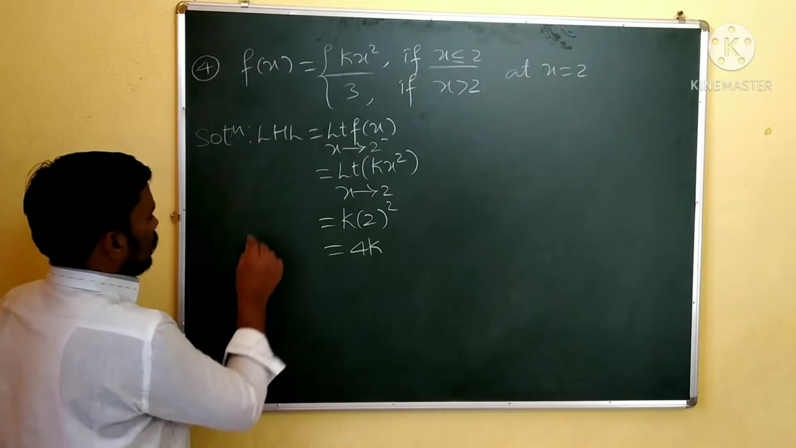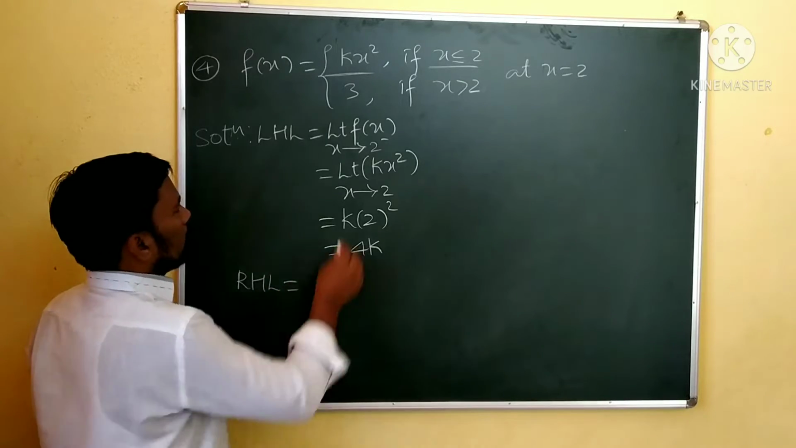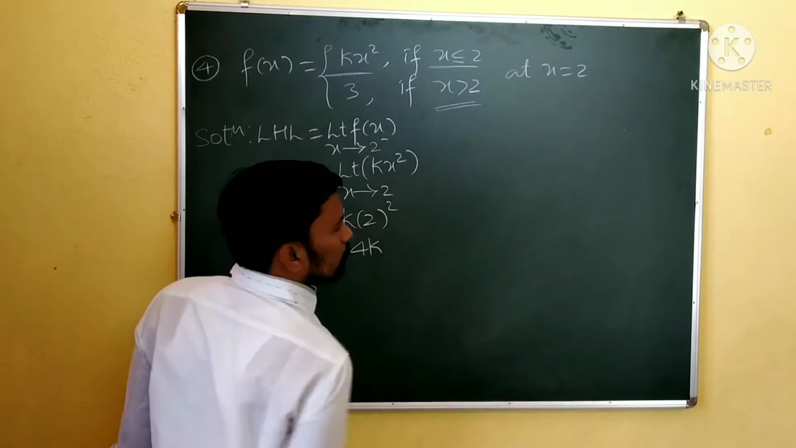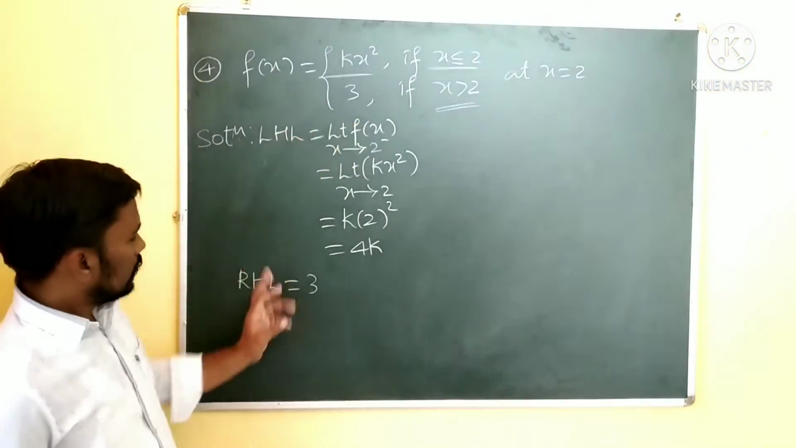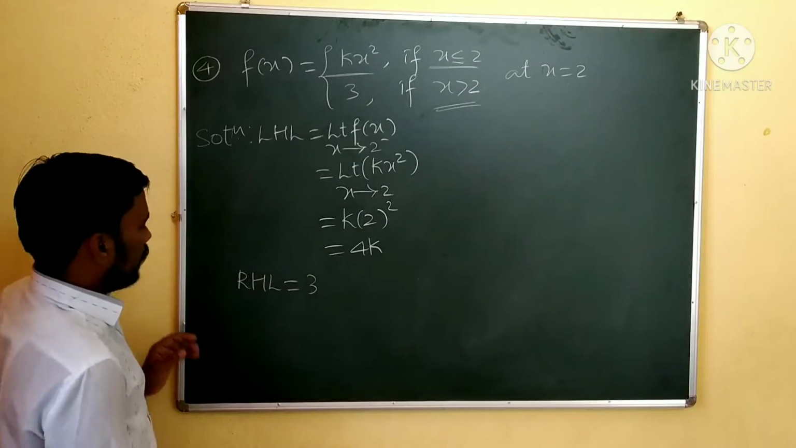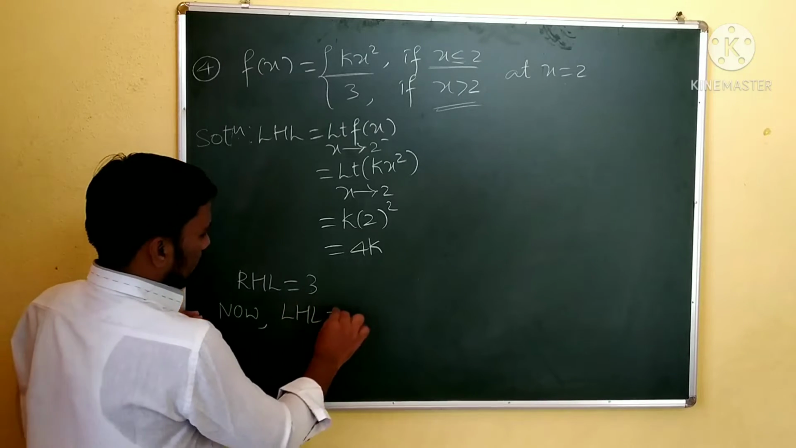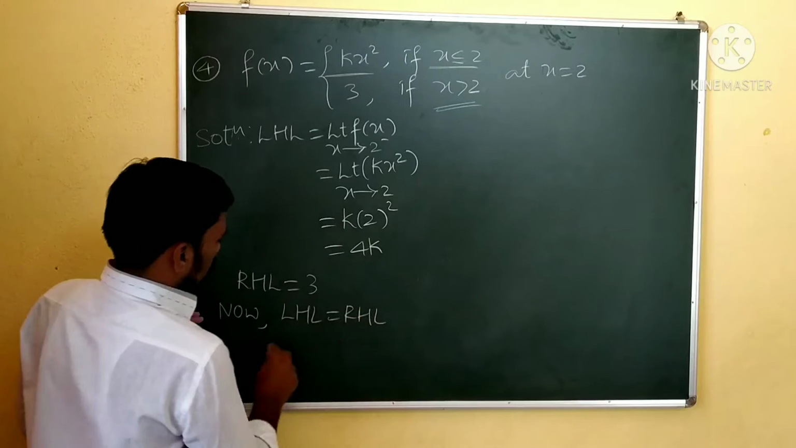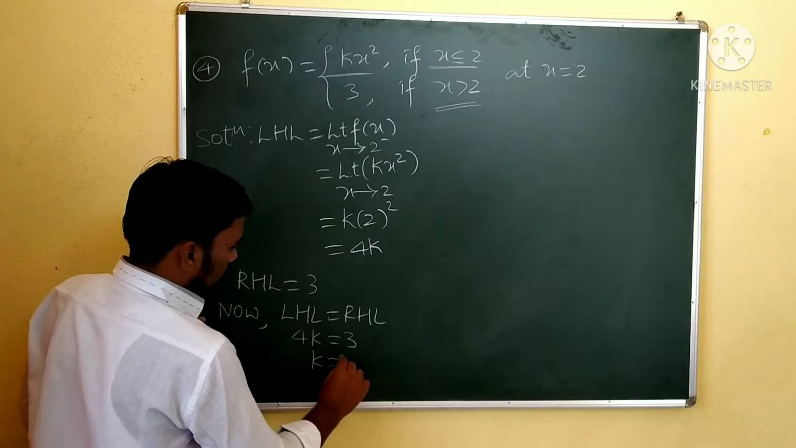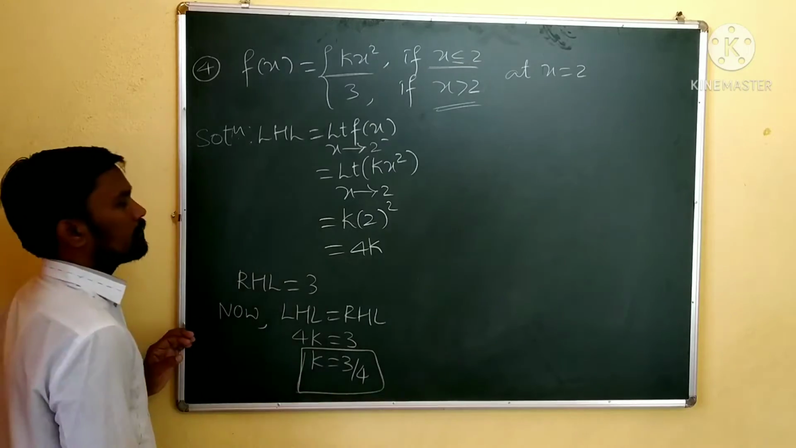Similarly, the right hand limit RHL is already given, 3. For the right hand limit you have to see the greater than symbol. In this interval the function value is 3, so RHL is equal to 3. Just by equating these two values we can get the value of k. Now, LHL is equal to RHL, that is, 4k is equal to 3, which implies k is equal to 3 by 4. This is the required value of k.